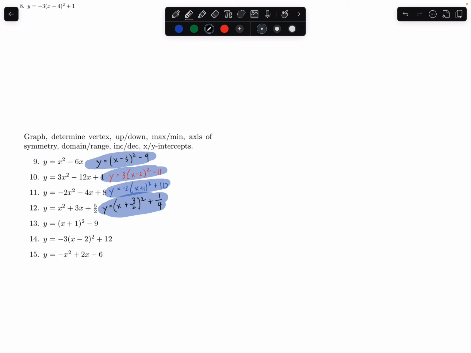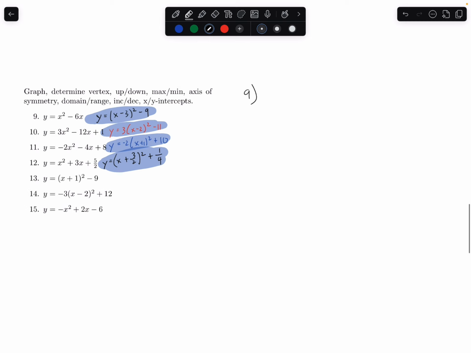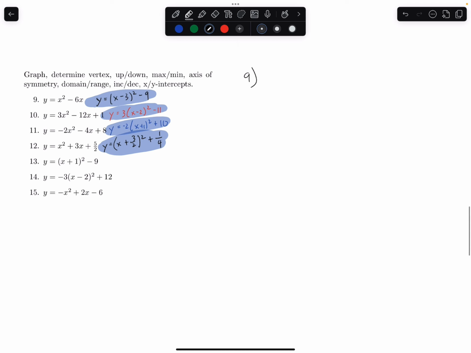So let's try number 9 first. We're going to start with the graph and then answer all those questions. Okay, so let me draw my XY coordinate system first. Here's X, here's Y. Okay, our vertex. Here's x minus h plus k, right?